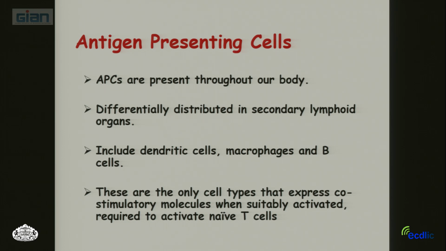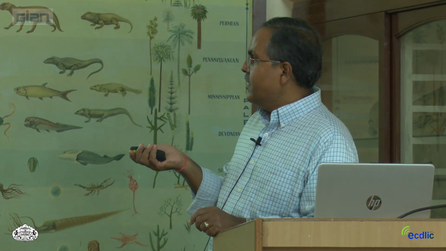These are the only cell types capable of expressing co-stimulatory molecules, and when suitably activated, they can activate naive T cells. So there are two specific requirements for these cells. One, as I said, co-stimulatory molecules. These are the only cell type which expresses co-stimulatory molecules. What will be the other requirement for antigen presenting cells?